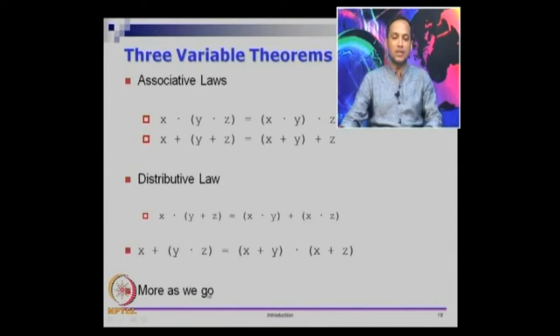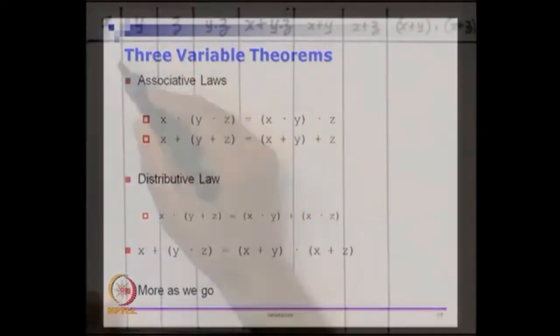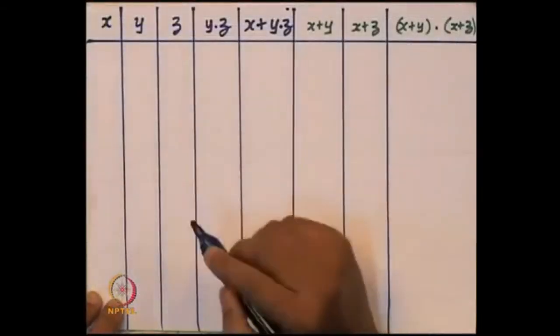So we will see many more of these things as we go, but I want to conclude this lecture with showing how to prove some of these theorems. So I am going to take this as an example, x plus y and z. I want to prove that it is the same as x plus y and x plus z. So right now we do not have any other mechanism than truth table. We will see how to use the truth table to prove the correctness of this. So I am going to start with this written up here. I am going to fill up the truth table in this sheet here.